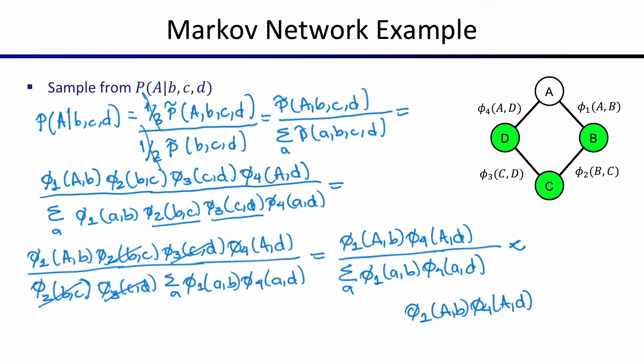You only need to multiply these two factors. We have the variables B and D instantiated. Only the variable A is not instantiated, and we need to see what's going to be the probabilities for each value of A. We compute that, and we can sample A using those values.